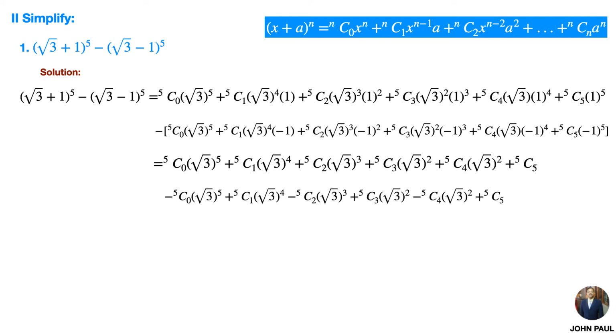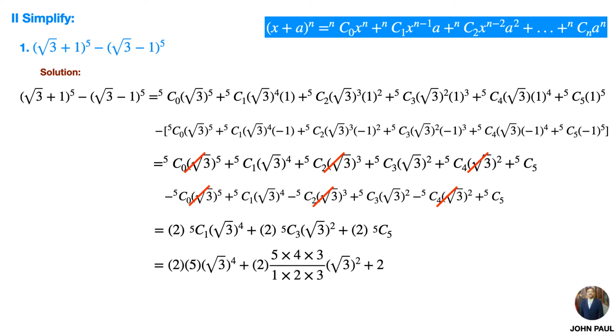Now, check whether we can cancel any terms. Don't need to expand this. Here only check whether you are able to cancel. Then the remaining terms we'll expand using the formula. The terms remaining after cancelling are 5C1 root 3 power 4, 2 times; 5C3 root 3 whole square, 2 times; 5C5, 2 times. So we can add these terms. We get 2 into 5C1 root 3 power 4 plus 2 into 5C3 root 3 whole square plus 2 into 5C5.